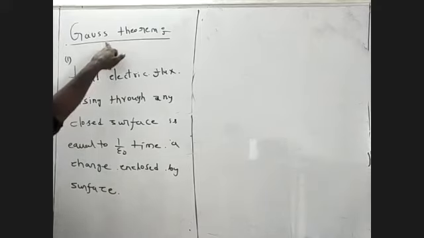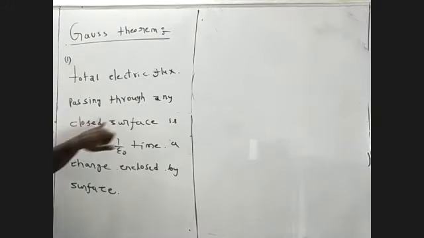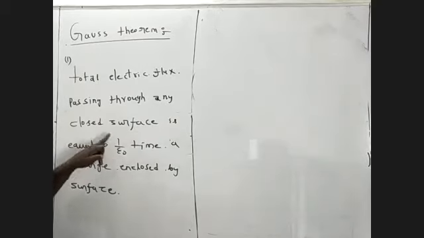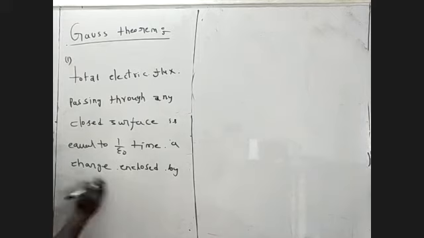This is the Gauss theorem. This is the statement of Gauss law. Total electric flux passing through any closed surface is equal to 1 by epsilon naught times the charge enclosed by a closed surface.